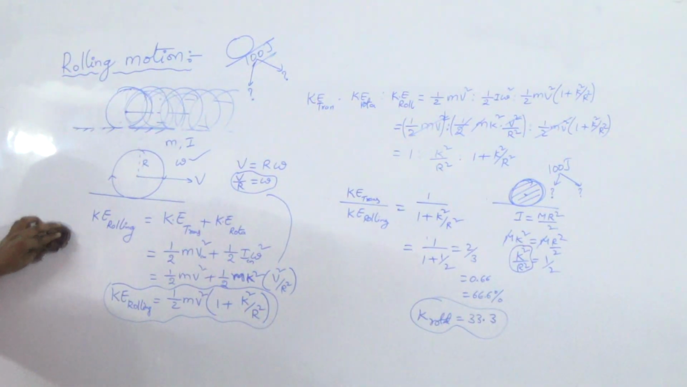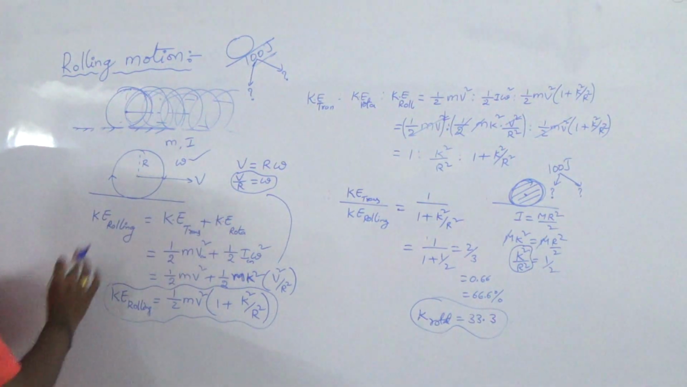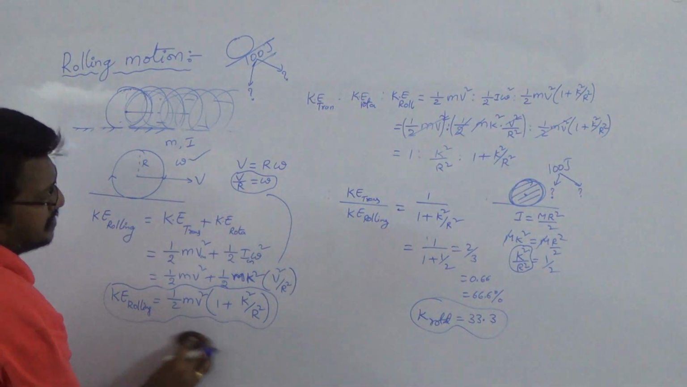And one more concept is there. That was the kinetic energy of the rolling body on the horizontal surface. Now the body is rolled from the inclined surface. In that case, what happens?